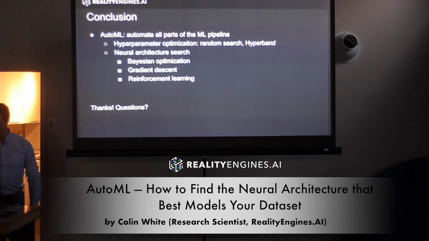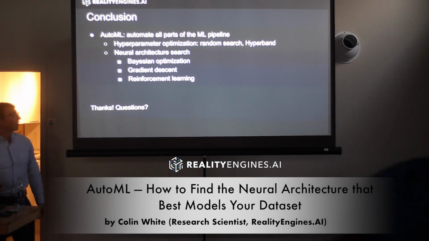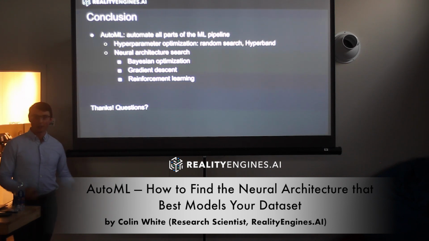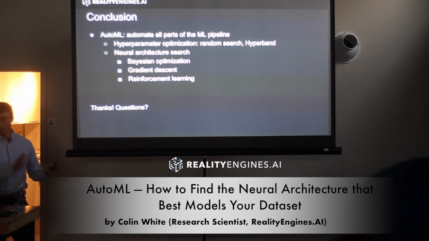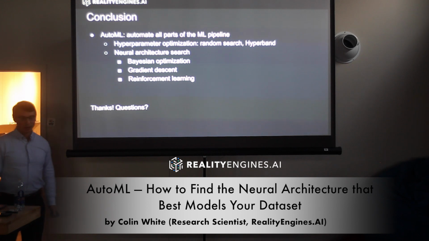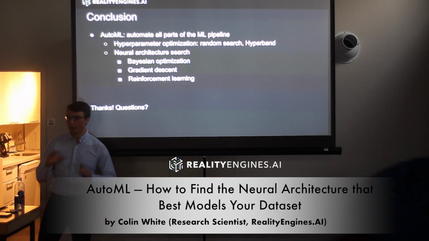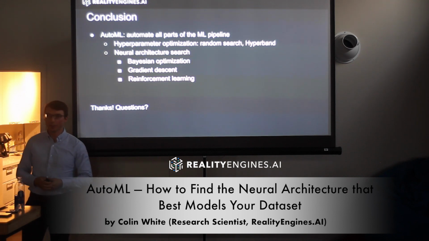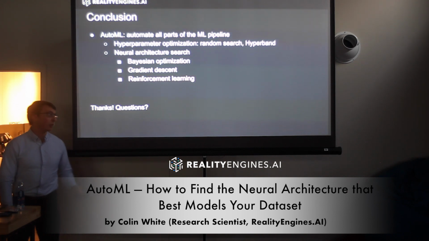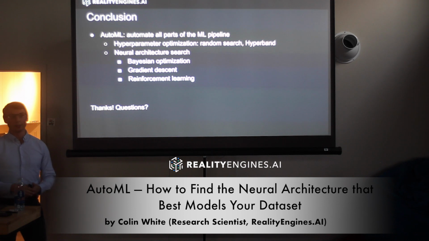Now to conclude, I talked about automated machine learning. This is the idea of automating all parts of the machine learning pipeline. And then HPO and NAS are 2 of the biggest subsets of automated machine learning. And here are some of the most popular algorithms.